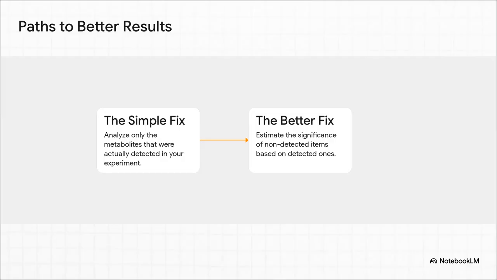So there are really two main paths forward here. The first one is the simple fix, something you can do right away. You just tell the software to use only the list of metabolites you actually detected in your experiment as the background universe. Simple. The second path is a bit more advanced, a better fix, where you use the data you do have to make an intelligent estimate about the significance of the data you're missing.